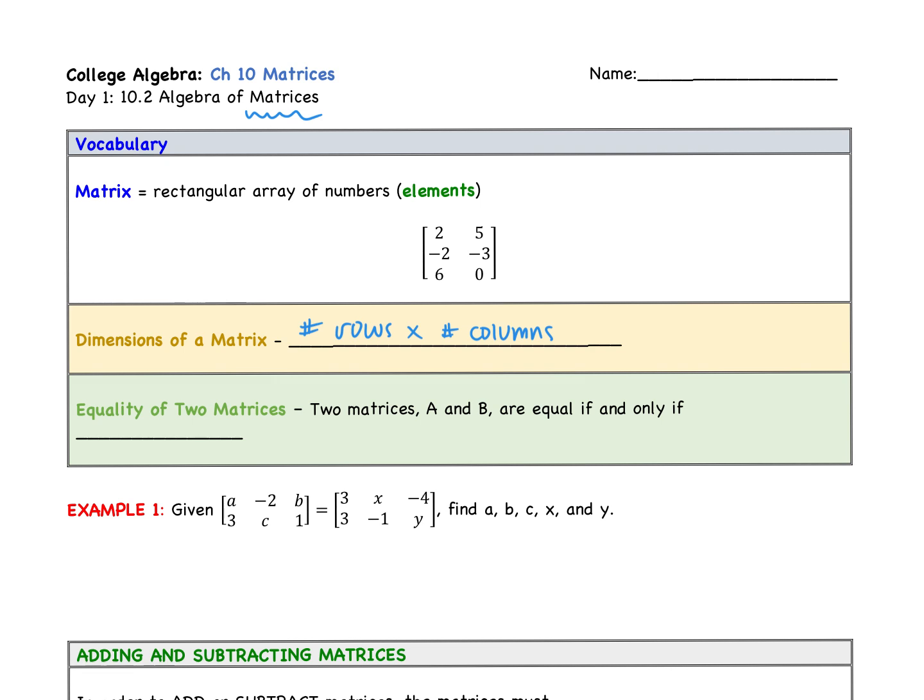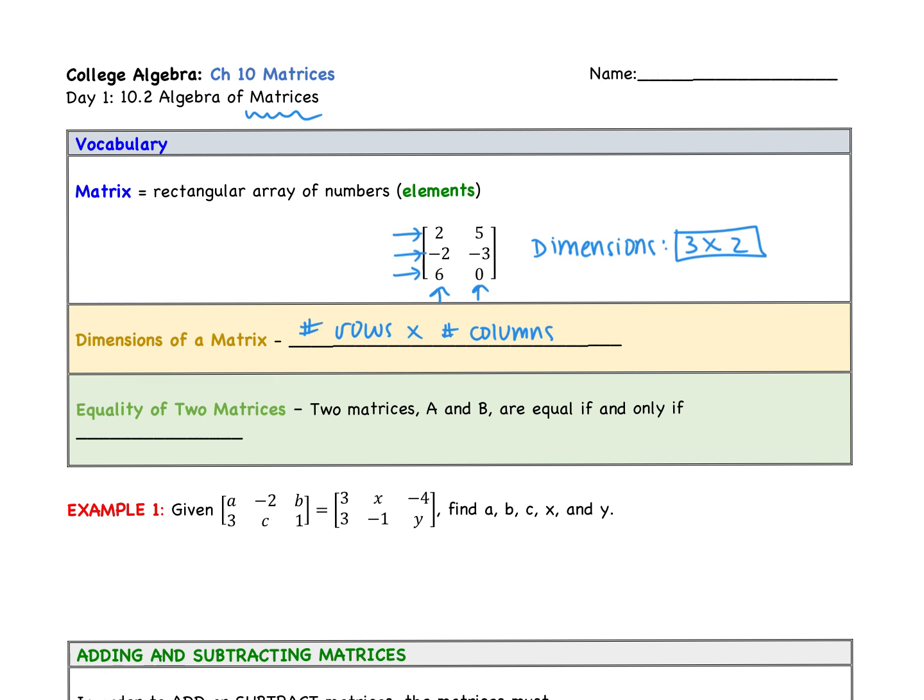Okay, so here's how you write it. In this case, we have 1, 2, 3 rows. So we say the dimensions of this matrix is 3 by, we have 2 columns, so 3 by 2. That is the dimension of this matrix. That's the size of this matrix. So that's part of what's going to be in your homework.